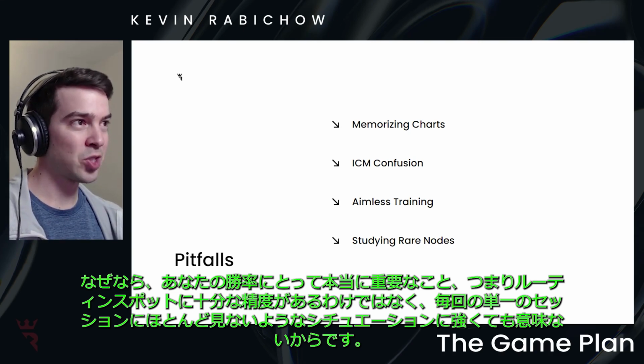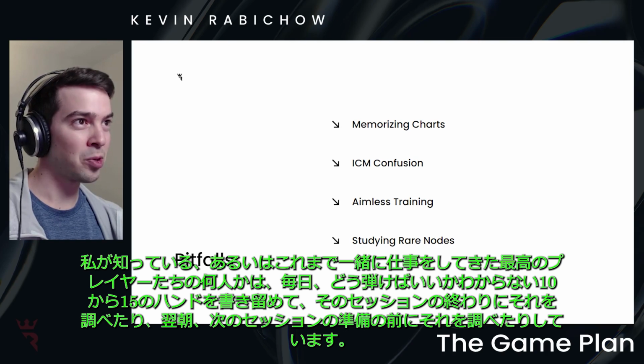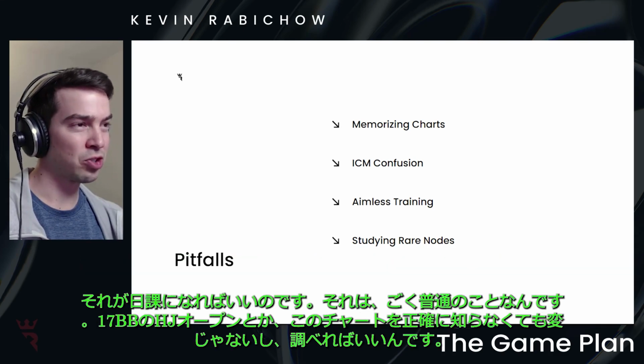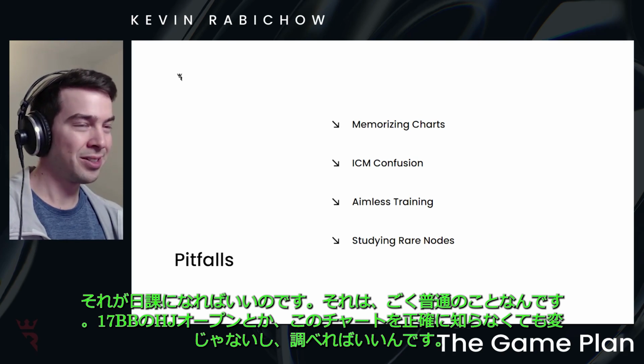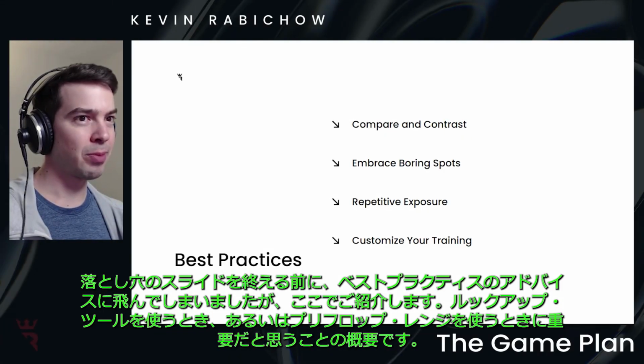Some of the best players that I know or have ever worked with are every day writing down 10, 15 hands that they have no idea how to play and looking them up at the end of that session, or looking them up the next morning before they get ready for their following session. So that should just be part of your routine. It's very normal to look up a hijack open off of 17 bigs. Like, it's not weird if you don't know this chart exactly, right? Just look it up.